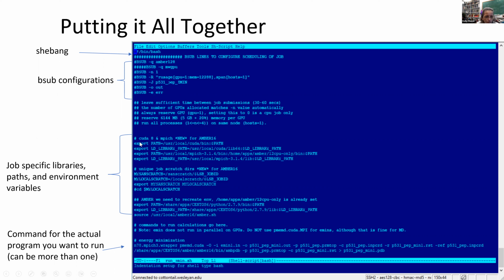We next move into this section where we specify the job-specific libraries, paths, and environment variables. And then finally, down at the bottom, we would specify the actual job which is going to be run, which here is illustrating the use of particle mesh Ewald molecular dynamics running on a CUDA-capable device, that is a GPU, to run a calculation called an energy minimization.